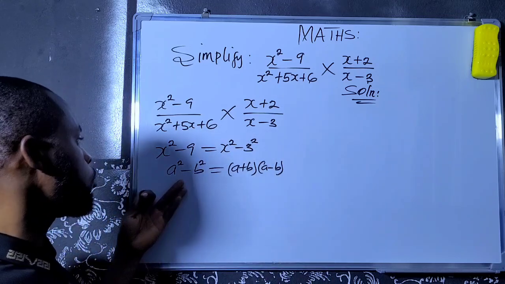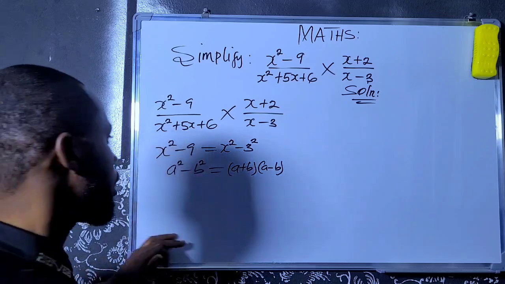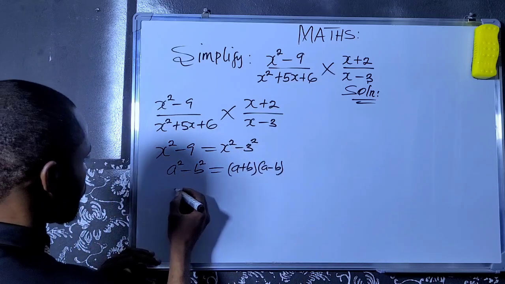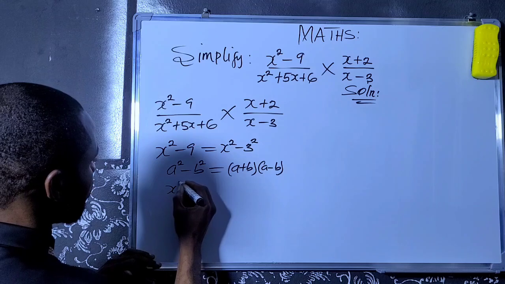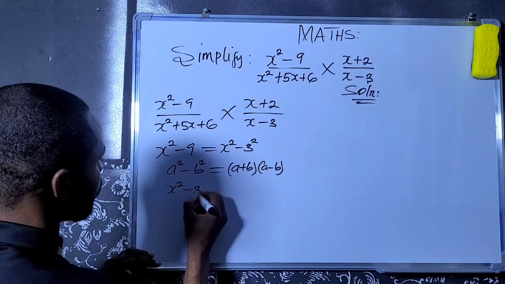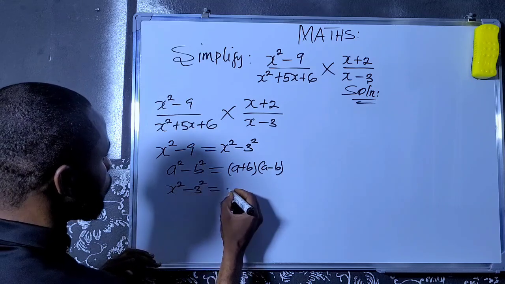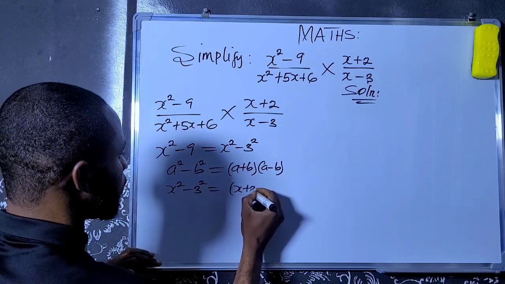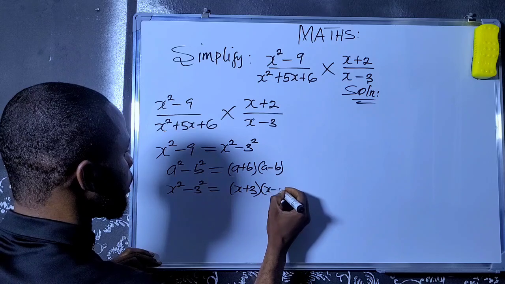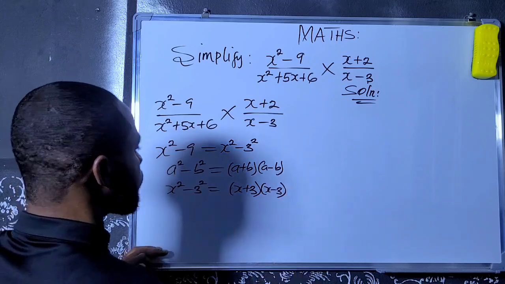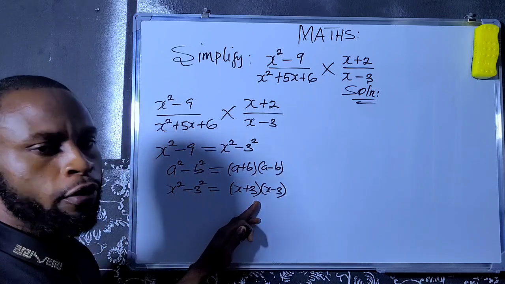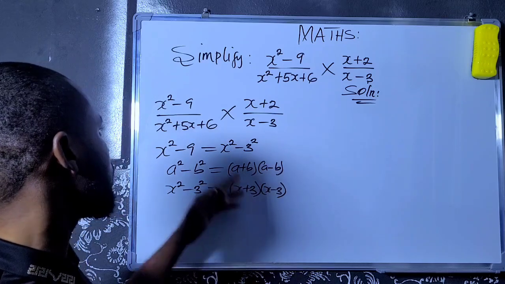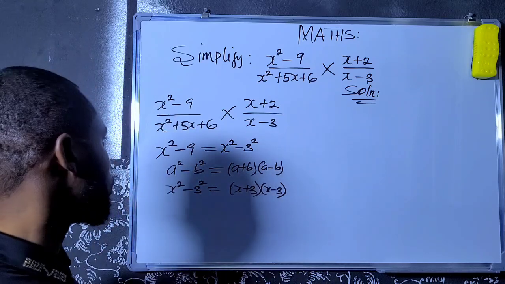Then we are going to apply the same principle here, and this expression becomes x to the power of 2 minus 3 to the power of 2, which equals x plus 3 into x minus 3. This is the simplified form of this expression in the numerator.